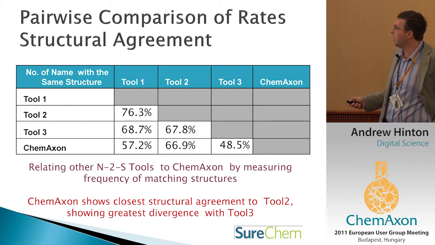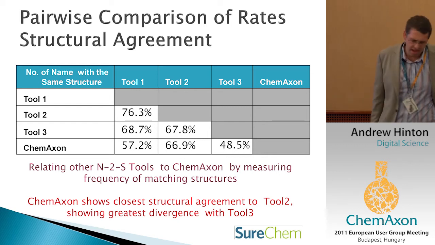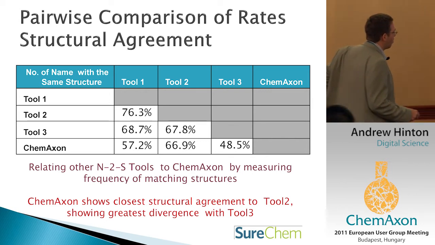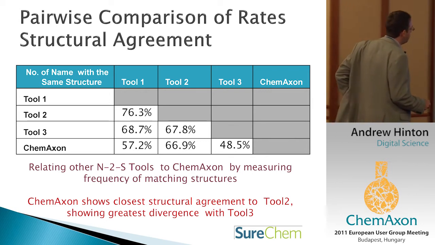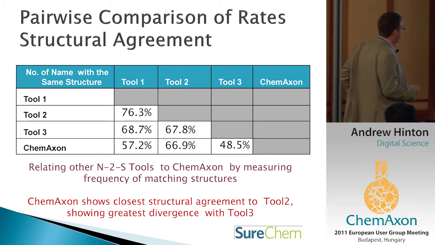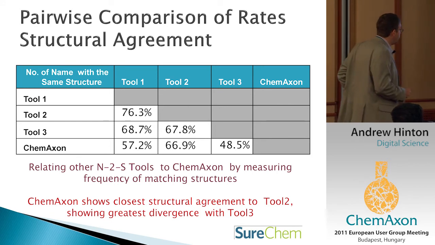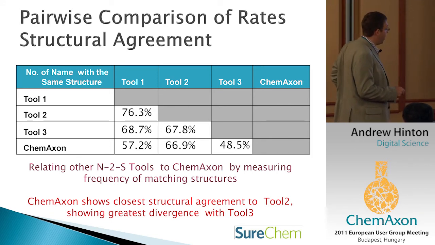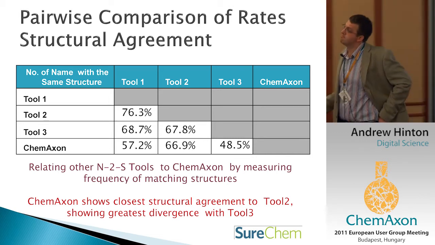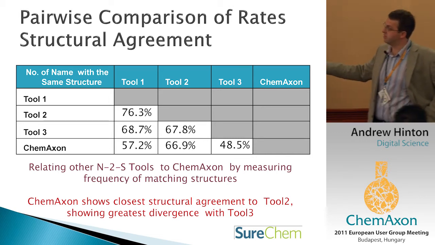And what we like to think is that this type of analysis shows that ChemAxon is quite closely related in terms of structural agreement to the structures coming out of what we've named as tool 2, but it's showing a fair bit of divergence away from the commercial name-to-structure tool that we've labelled here as 2.3.